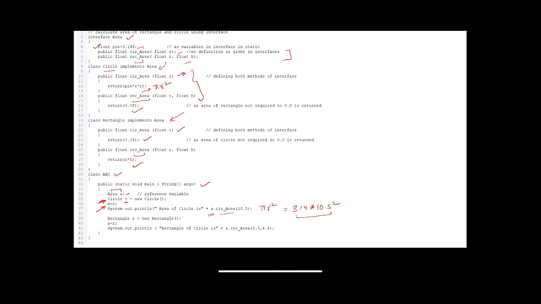Next, I have created an object R of my rectangle class and have bound this R object to my interface reference variable. So now when I am executing this statement, the statement that will be printed is the area of rectangle is a.rectangle area. That A is bound to the object of the rectangle class. So the control will move over here. The values 2.5 and 4.6 will be given to R and H, and the value that will be returned will be equal to 2.5 into 4.6. So this is how you implement your interface.